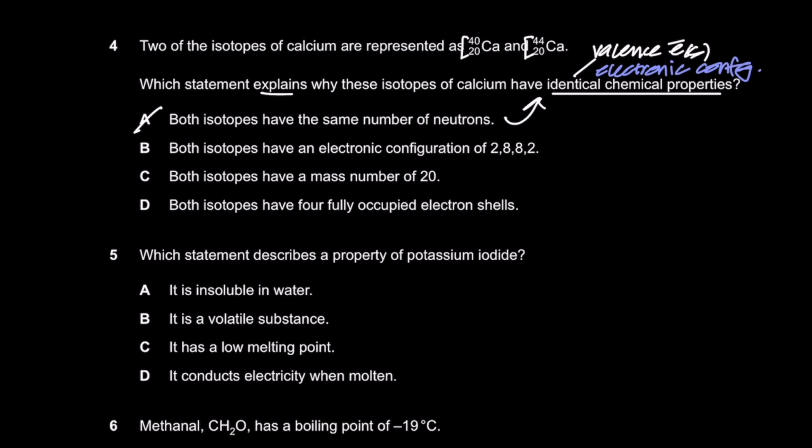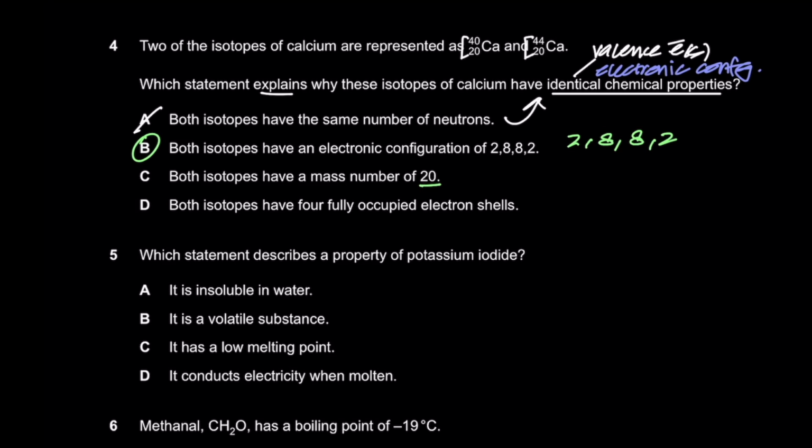Both isotopes have an electronic configuration of 2,8,8,2. Absolutely, because it has 20 electrons. The first shell holds up to a maximum of 2. The second will hold up to a maximum of 8. So will the third. The fourth can hold up to a maximum of 8, but you are only left with 2 because out of 20, 18 are already accommodated. So you are only left with 2. Therefore, B is the correct option. They have the same electronic configuration, and that is why they have identical chemical properties.